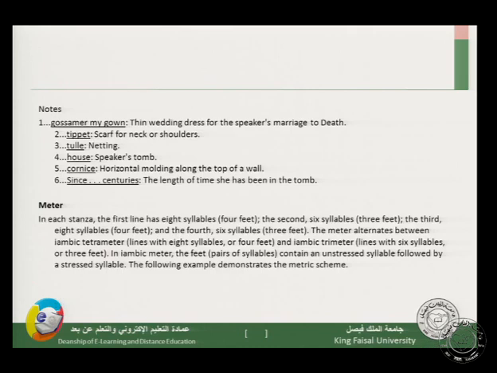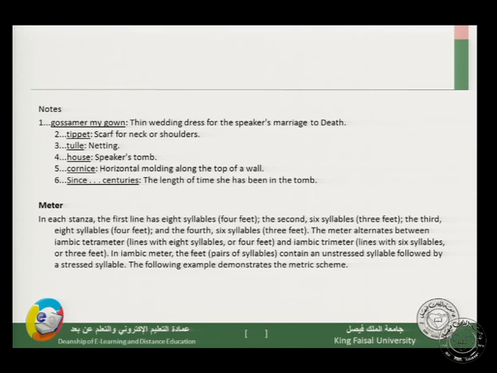We have notes on some of the new words. Gossamer, my gown, that is a thin wedding dress for the speaker's marriage to death. Okay, that's a picture, an image. Tippet is a scarf on the neck or shoulder. Tulle or teal, as it's called in Arabic, is a kind of cloth, a kind of knitting. Okay, a kind of cloth.